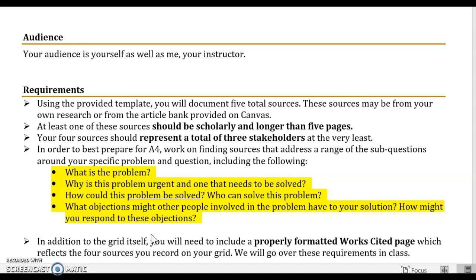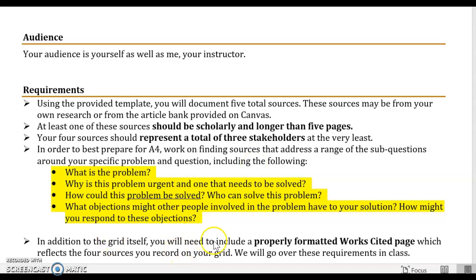And I do think that by trying to find sources that answer all of these questions and not just focusing in on one, you're likely going to not have a hard time representing at least 3 stakeholders in your sources.